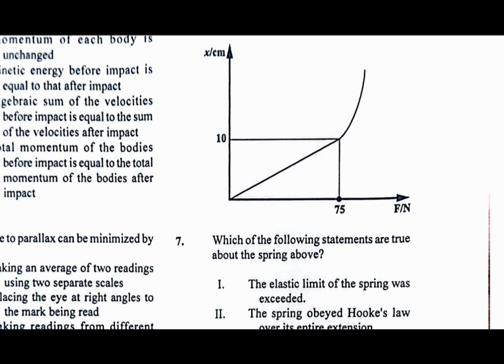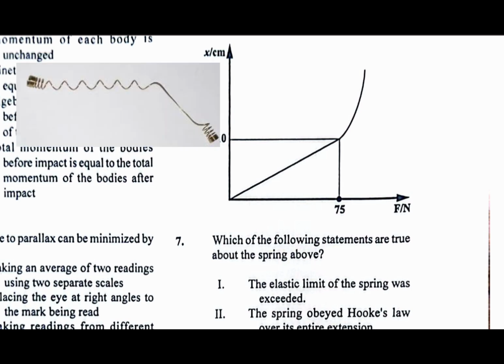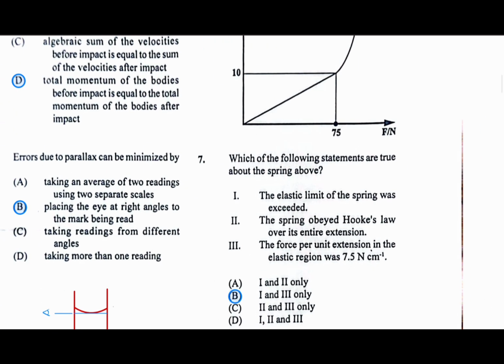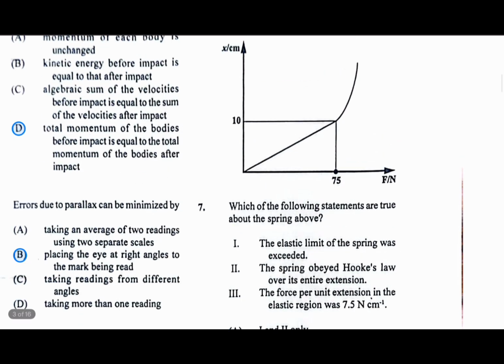But if you stretch the spring an unreasonable amount, the spring is going to remain stretched out. So it's not going to return back to its original position, its original shape. And so that's what this portion of the graph represents. So the elastic limit of the spring was exceeded, right? The spring obeyed Hooke's law over its entire extension. That's a lie, because it stopped obeying Hooke's law over here because the elastic limit was exceeded.